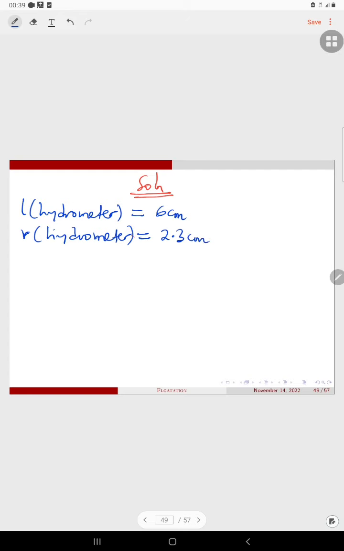What information are we given? We are given the length of the hydrometer as 6 centimeters. We are given the radius of the hydrometer as 2.3 centimeters. We are given also, and according to the question, we have been told that the hydrometer is floating in two different liquids, right?